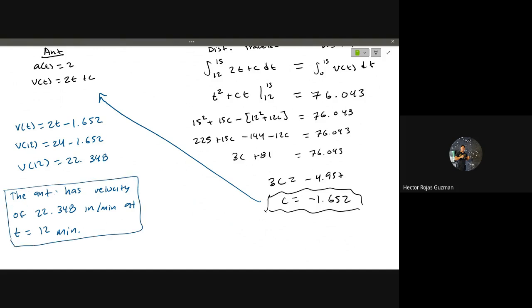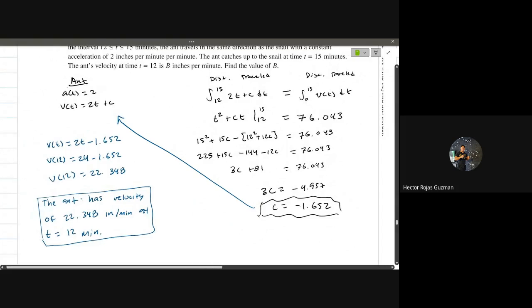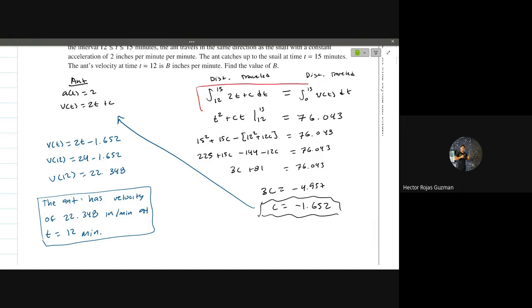And I think what makes this the hardest thing is that you have a lot of moving parts and you have to make sense of this setup right here. That they technically both have the same distance traveled. It just takes the ant a lot less time, right? Because the ant arrives at the snail's starting point at 12 minutes. So set up your integrals, work it out. Oh, and you also have to figure out a partial equation for the velocity for the ant.